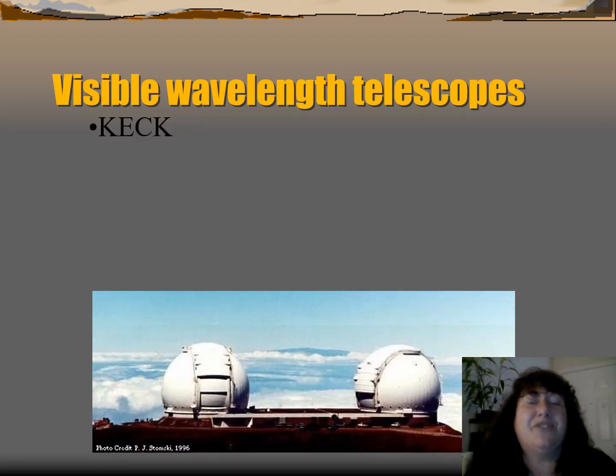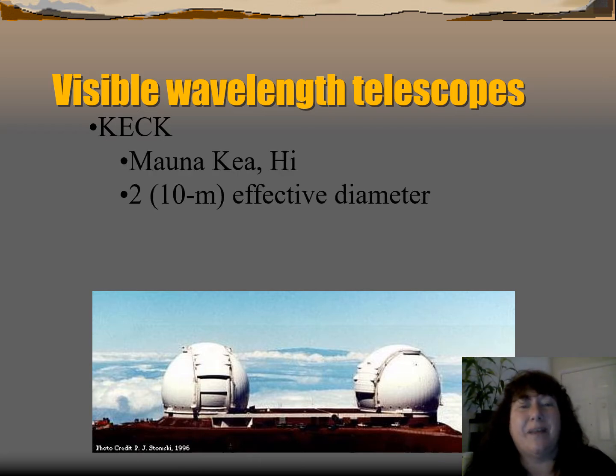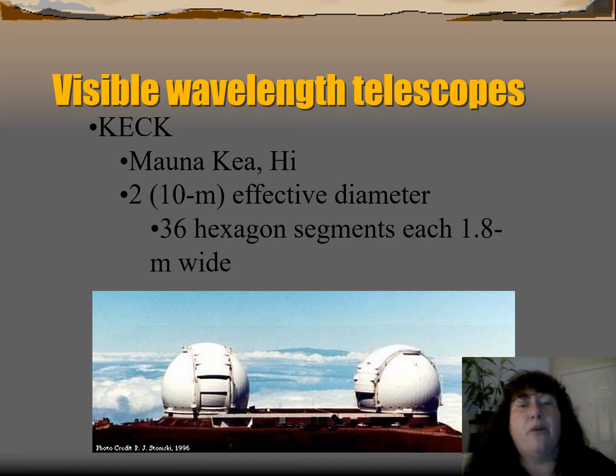Oh, these are my favorite. These are the Keck telescopes in Hawaii. And oh, I would love to visit them. They're 2 10-meter diameter, effective diameter telescopes. They are made of 36 hexagon segments, which are each 1.8 meters wide. I don't know if you know what a meter looks like. A meter is a little bit longer than a yardstick. So take 1.8 yardsticks, and that's 1 hexagon segment. And then take that and multiply by 36, and that's how many you have. This thing is incredible. 10 meters.